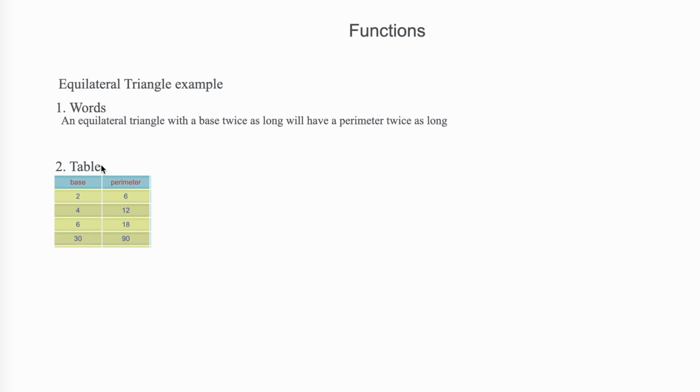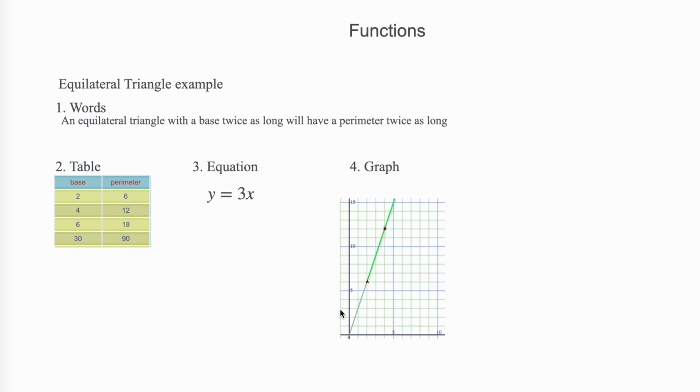We can say it in words. We can say it with a table. We could also say it with an equation. We could say that the y, the perimeter, is equal to 3x. We could also graph this. Here I've graphed a couple of points. Y is equal to 3x. That's our graph.